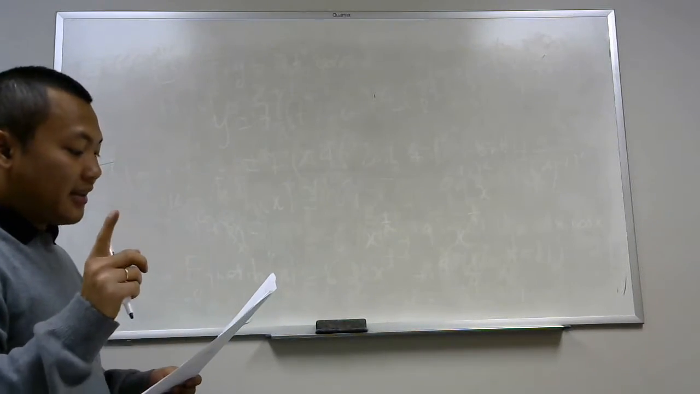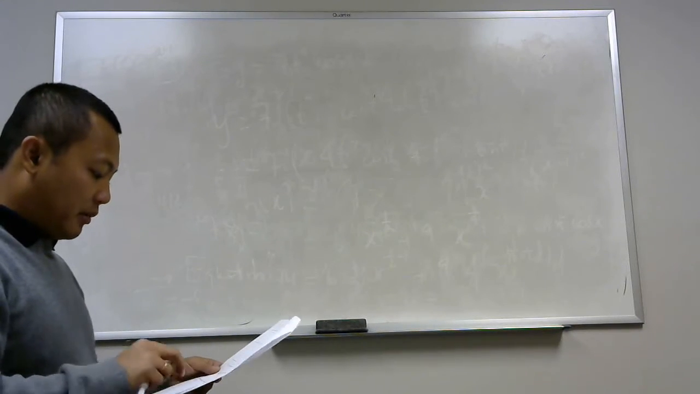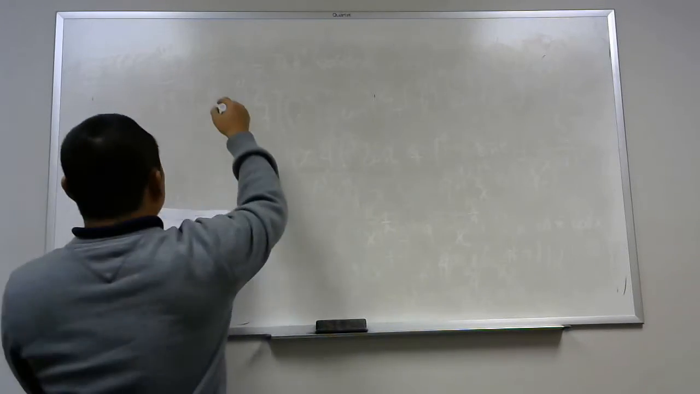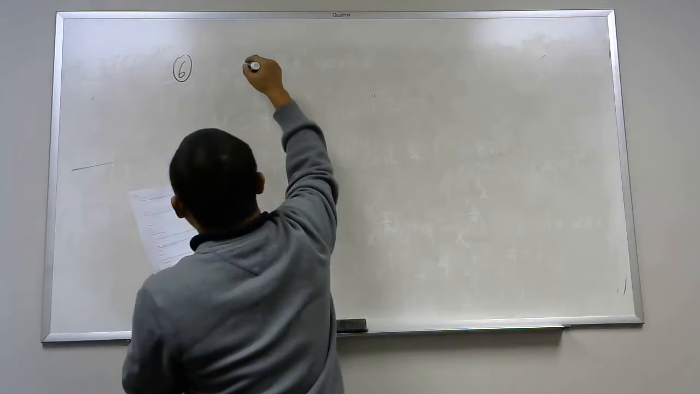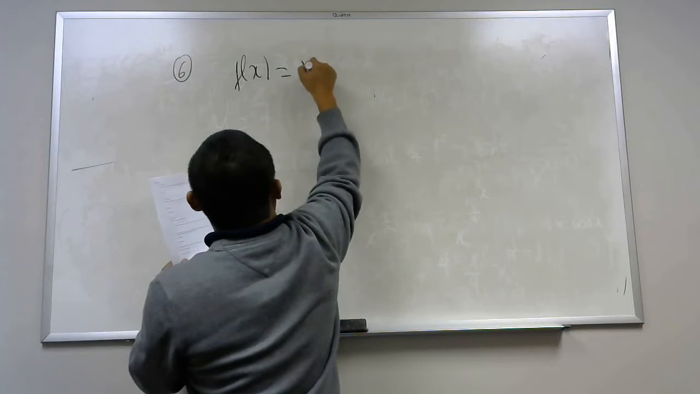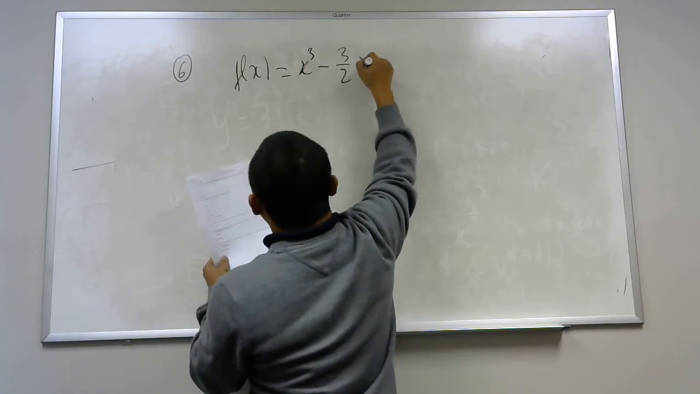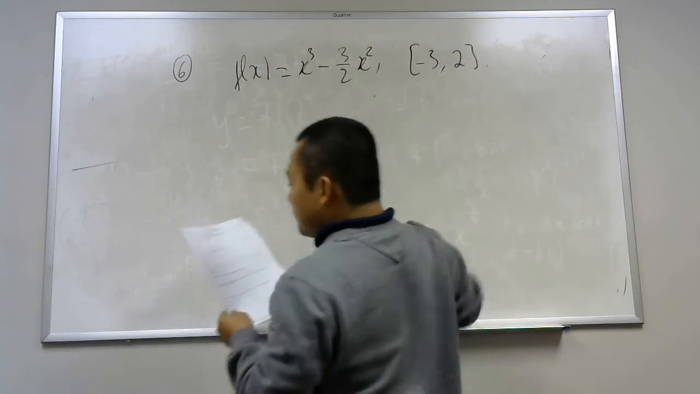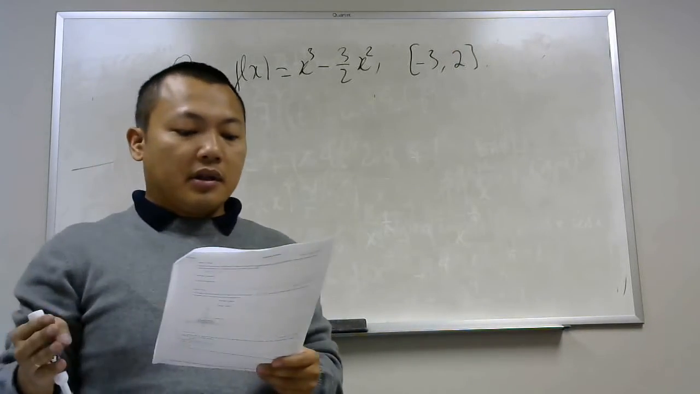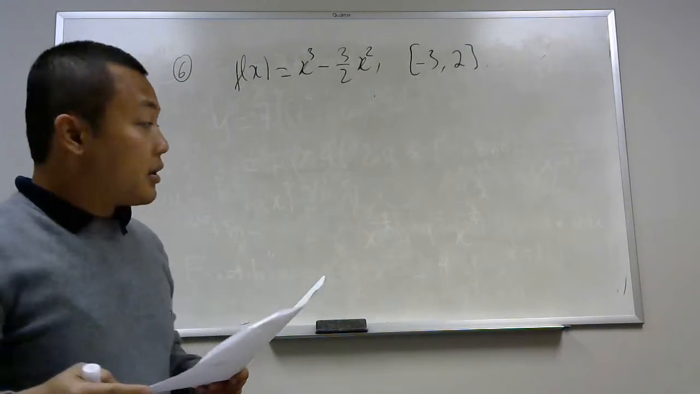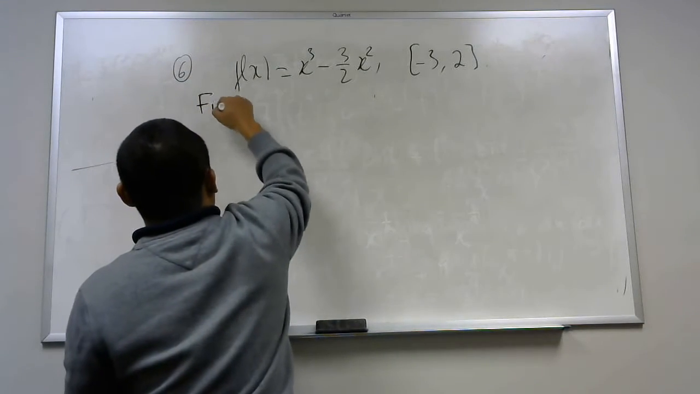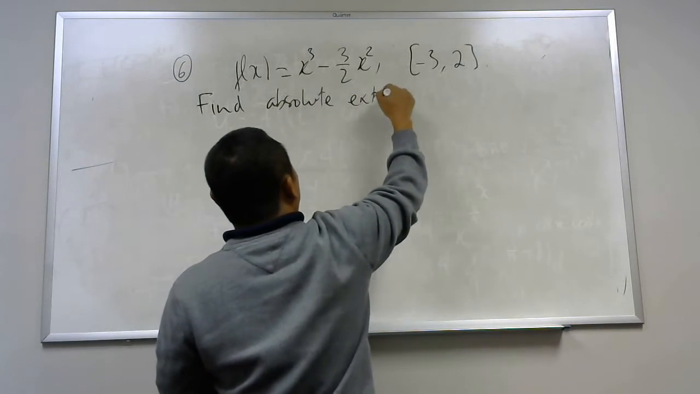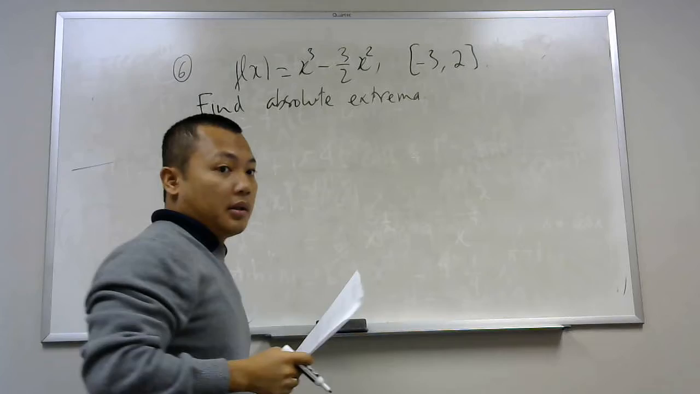Now let's move to the sixth problem. Application of the first and the second derivative. Problem 6. We have some function f of x equal to x cubed minus 3 over 2 x squared, on the interval -3 to 2. Find the absolute extrema of the function on the closed interval.